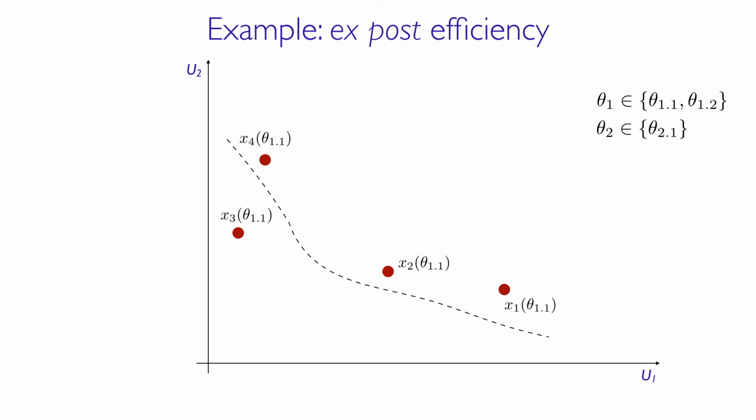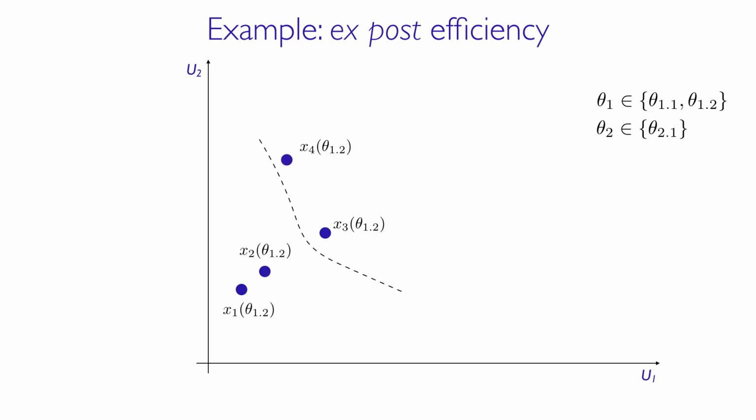So, if the social choice function is ex post efficient, it returns any possible outcome above the dashed line. Here we have the same when the type of player 1 is theta 1.2. The outcomes above the dashed line are Pareto efficient. So a social choice function f that is ex post efficient can return only x3 or x4 when the type of the player 1 is theta 1.2.